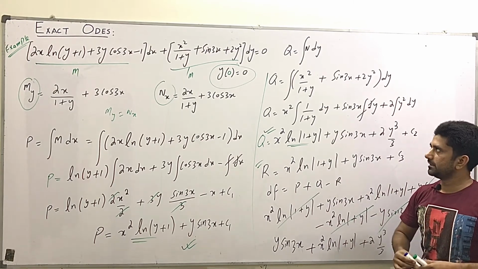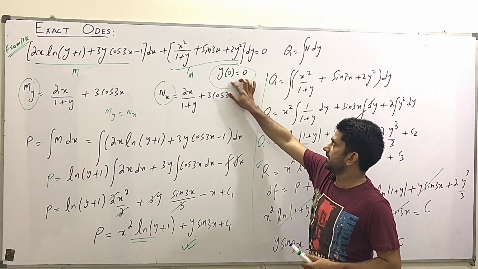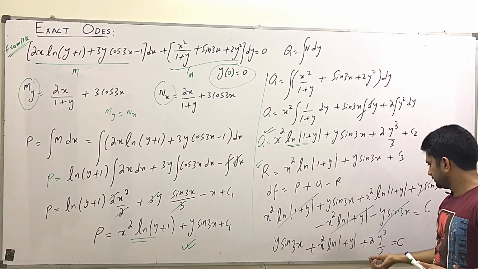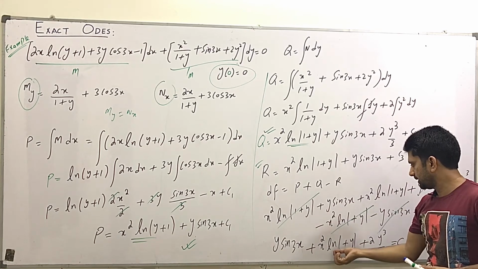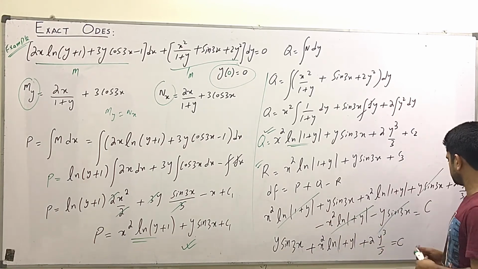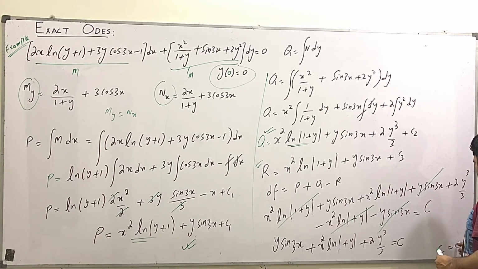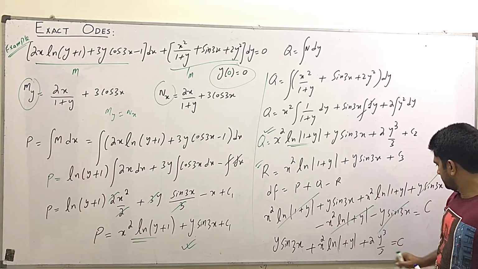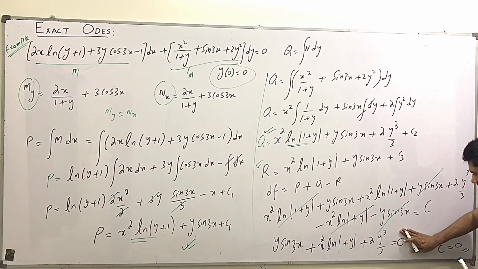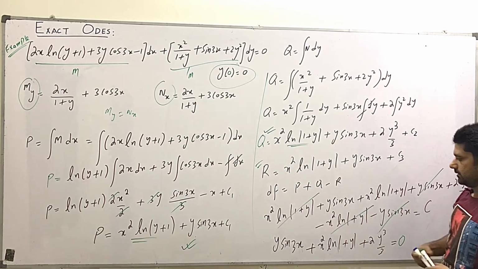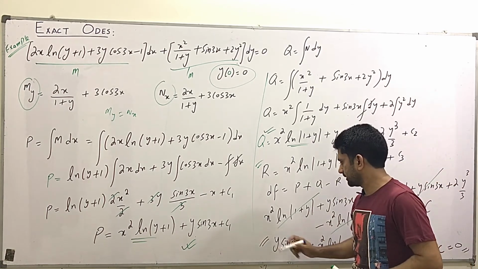Now we impose the initial condition which says when x is 0, y is 0. So when we put x and y both 0, this will be 0, and here again this is 0 and this is 0. So our C would be 0. Our C is 0, and we write down 0 instead of C. This is 0 and this is our final answer.